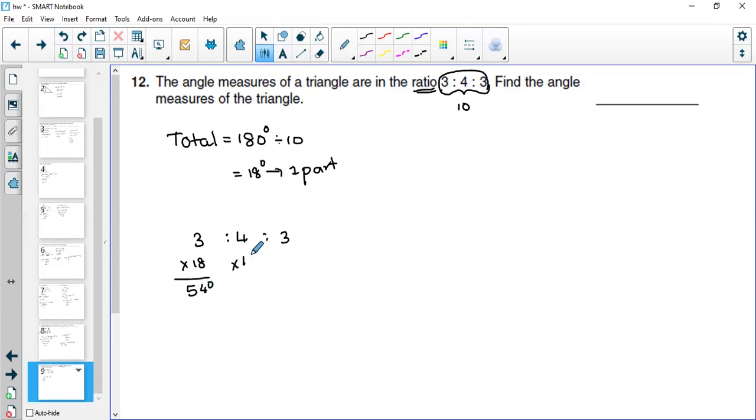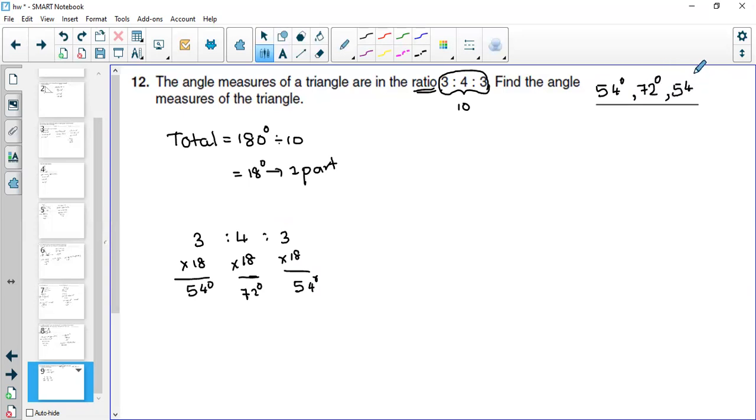Then again, how many parts will be 4? That is going to be 72 degrees. And how much is this part going to be? That's going to be 54 as well. So these are the measures of the angles. Measures of the angles are going to be 54 degrees, 72 degrees, and 54 degrees.